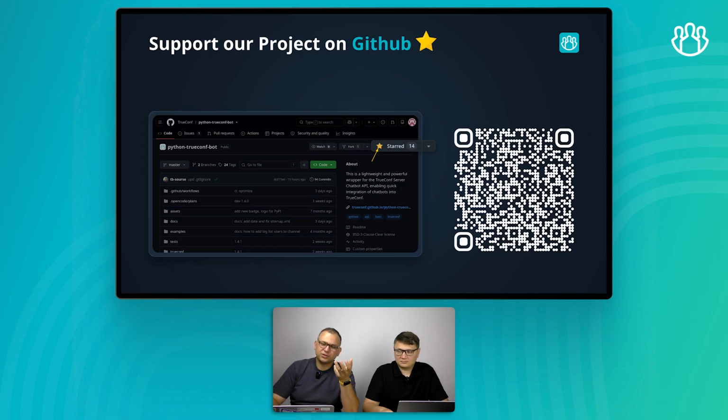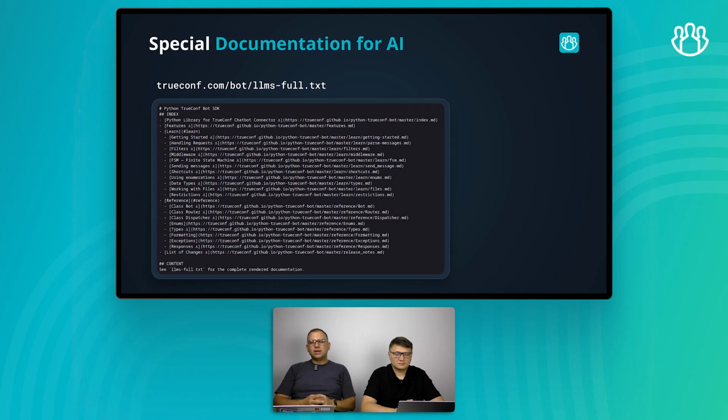And the usage of this library is also now possible with the help of AI. For that, we created new documentation, which is designed not for humans, but for AI. It is called LLMs.txt. It has two versions: the full version, which includes all the contents of all articles for chatbot creation for AI, and a shorter version with only the titles of the materials.